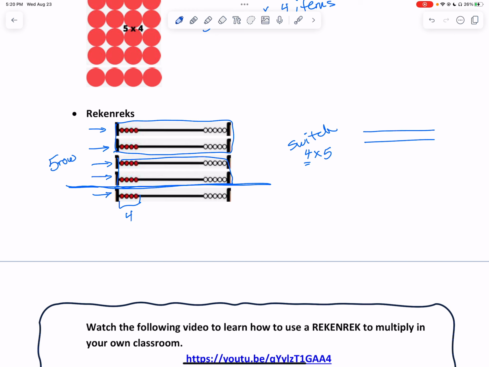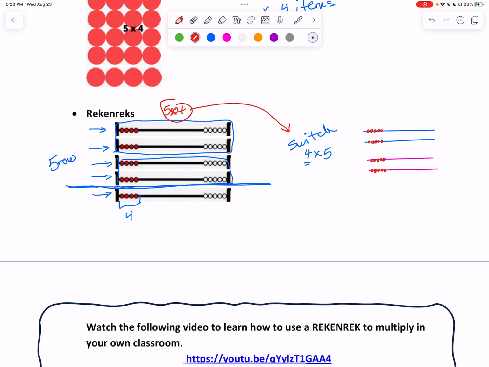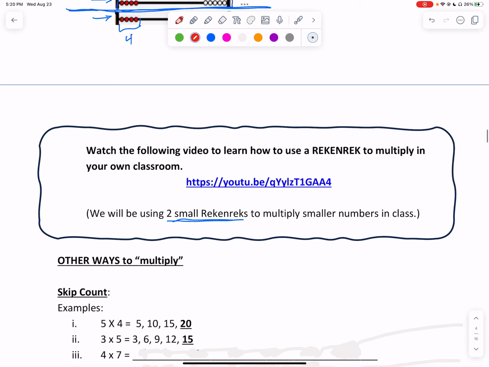There's one set from one partner, and there's the other set from the other partner, and then you'll have 1, 2, 3, 4, 5 on each one of these. So in class, you may be asked to multiply 5 times 4 using a Reckon Rec. You can't. You would have to switch it to show it using a Reckon Rec. Okay? Anyway, but here's a video to reiterate what I was just saying about how to multiply with Reckon Recs.